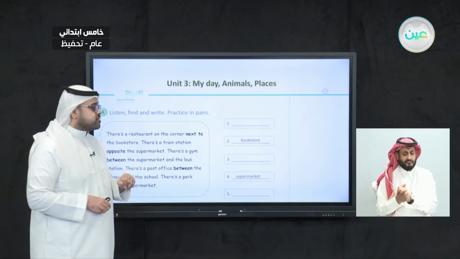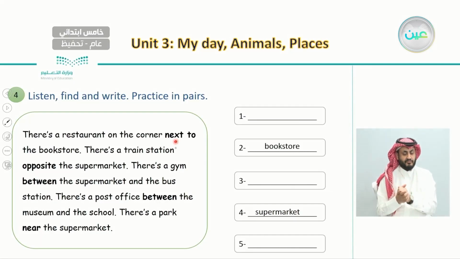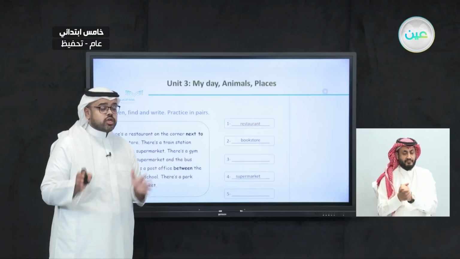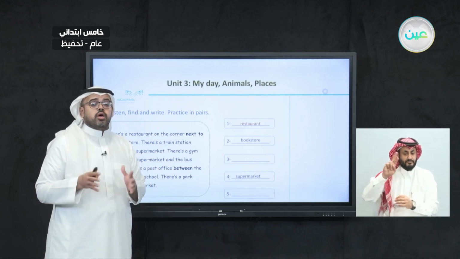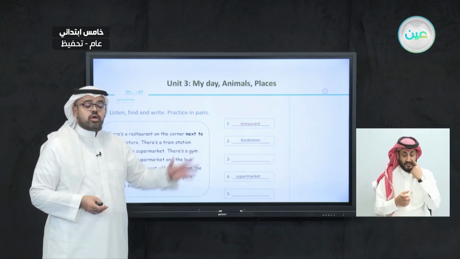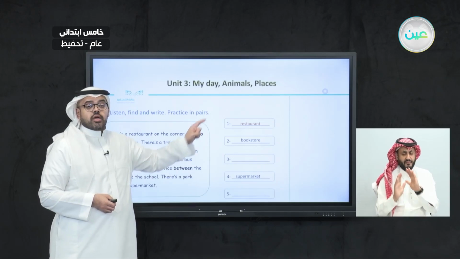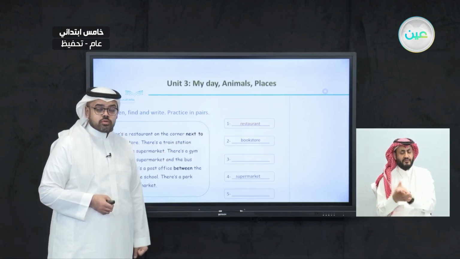The first place is next to the bookstore. Next to number 2, the bookstore. So what do you think this place is? It is, of course, a restaurant. You can see on the map of the town in your book that there is a restaurant next to the bookstore.